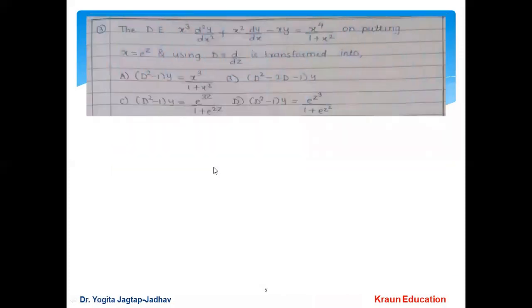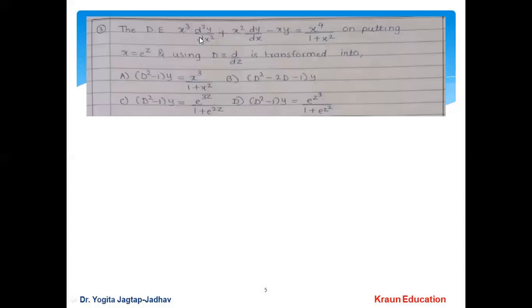Now see the third example. Here the given differential equation is x cube d square y by dx square plus x square dy by dx minus xy equal to x raised to 4 upon 1 plus x square. On putting x equal to e raised to z, this equation transforms into one of the four provided options. Now when I observe this given differential equation, it is actually not in Cauchy's or Euler's homogeneous form, because for the second order derivative term we should have x square, and for the first order derivative we have coefficient x, and so on.